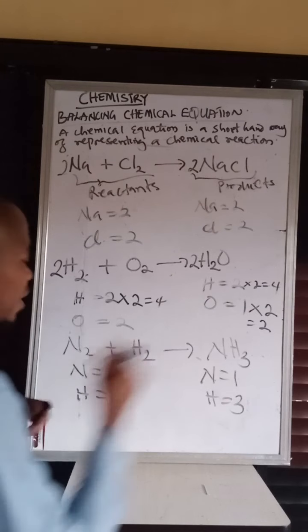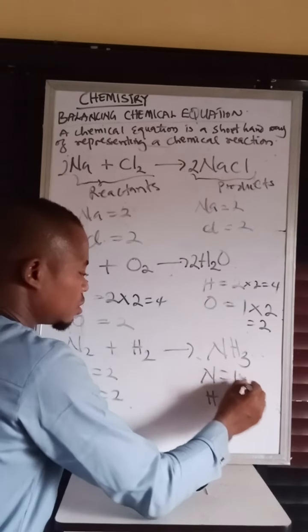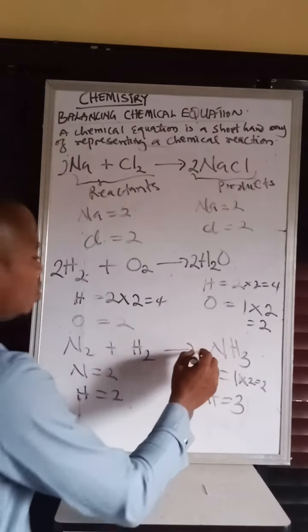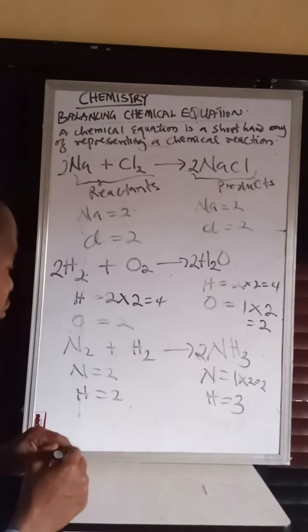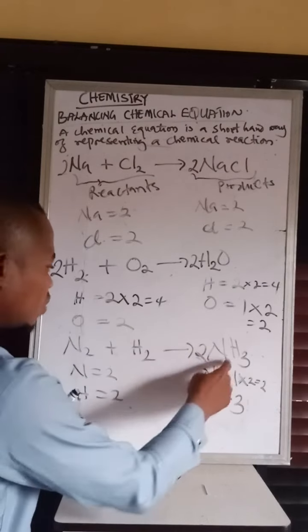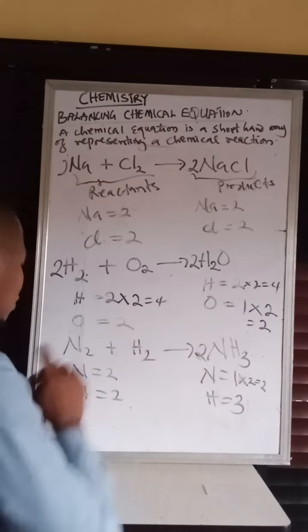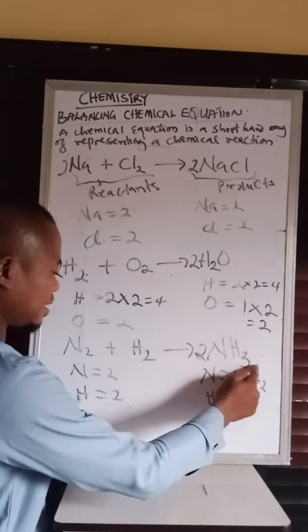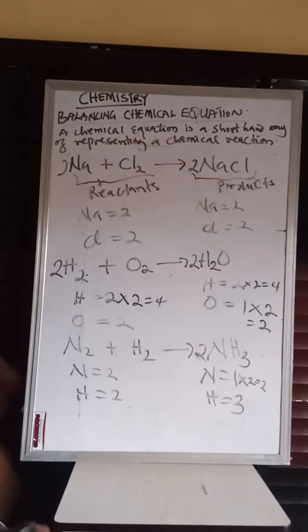N2, here once, if I multiply here by 2, multiply here by 2 will be equals to what? 2. So I'll come and put 2 here. Now the nitrogen is balanced. So 2 times 1 will give me 2, and here is already 2, so it's balanced. Now, but the hydrogen, 2 times 3 will be 6. But on this side, we have just 2 hydrogen.